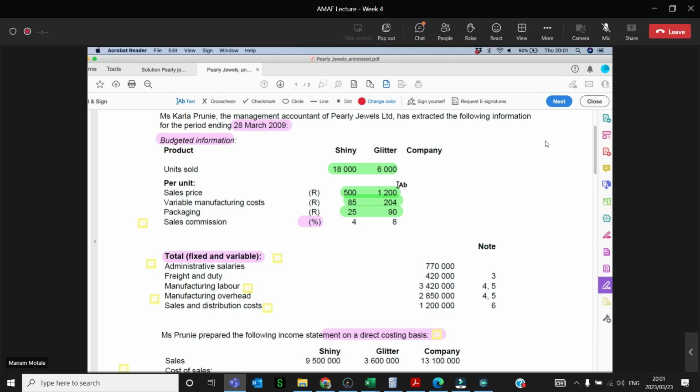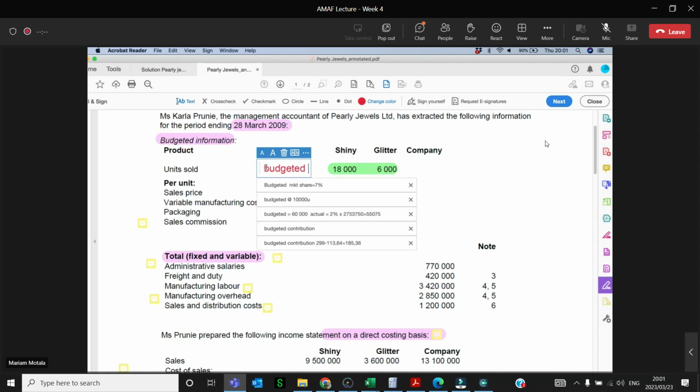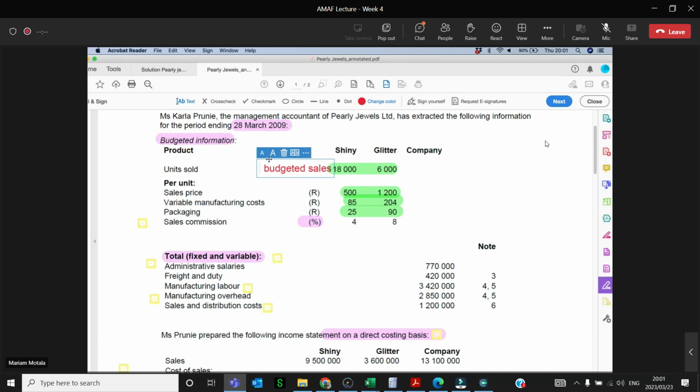Now, the first line item, units sold. How is this information going to be useful for you? Please unmute yourselves for this part of the session. To calculate your units produced in the period, I think. Apart from that, what would this be useful for? Units sold. It's budgeted information. So this is giving you your budgeted sales, right? And how will budgeted sales help you out?